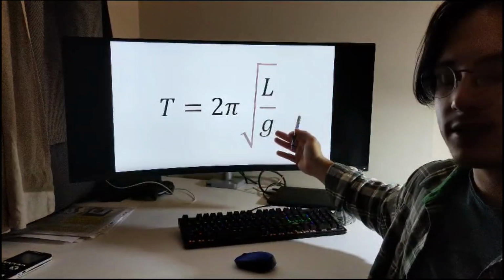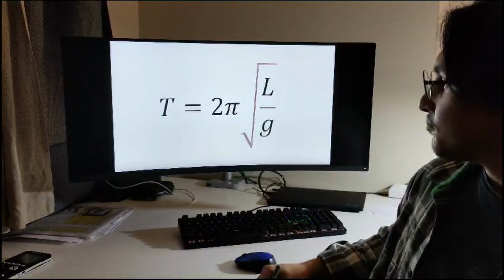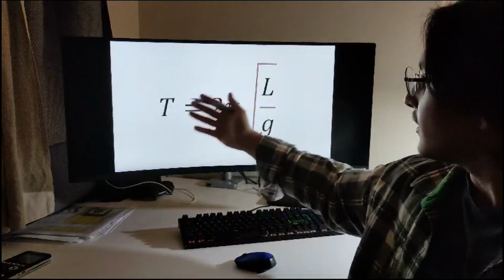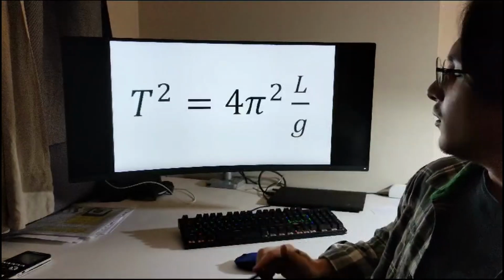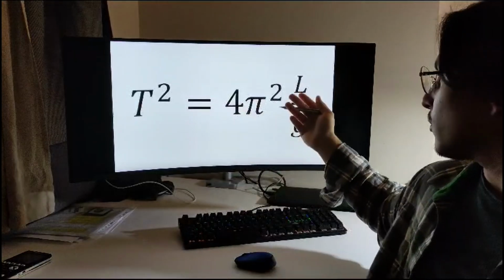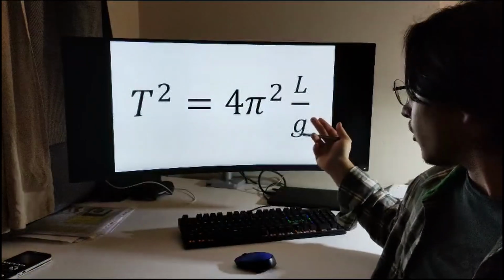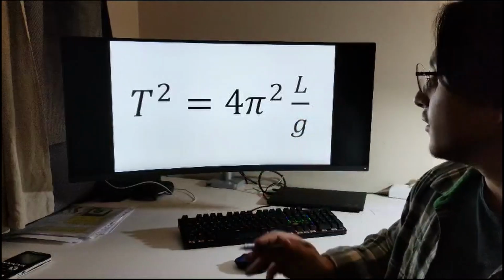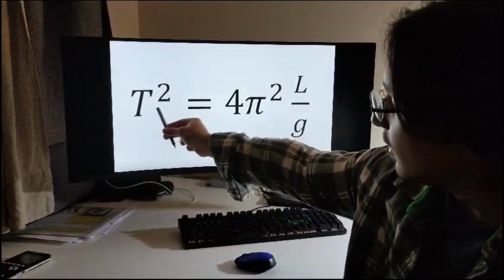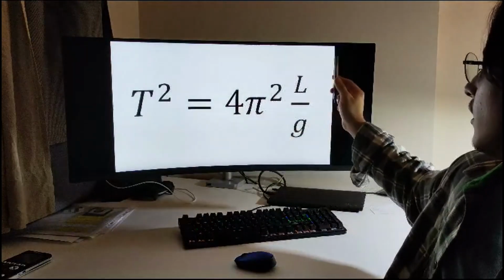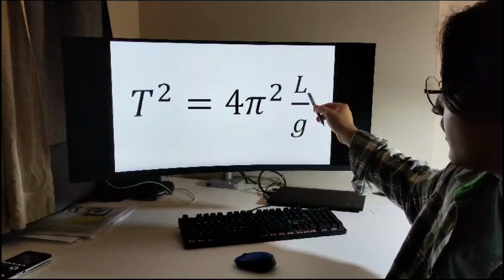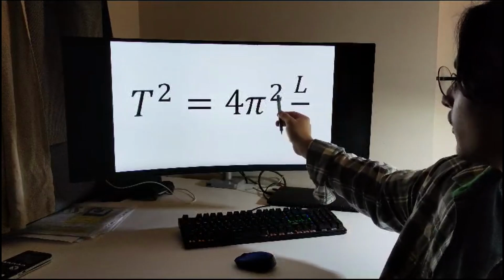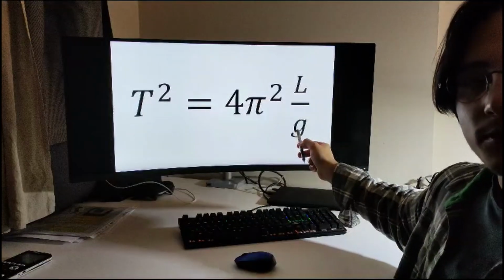Now you can see an equation showing how the period is affected by the pendulum's string length and the gravitational acceleration. When we square the left-hand side and the right-hand side of the equation, we get T squared equals 4 pi squared times length over g. So if we graph this equation by T squared versus L, you can see that it becomes linearized, where 4 pi squared over g is the slope of the graph.